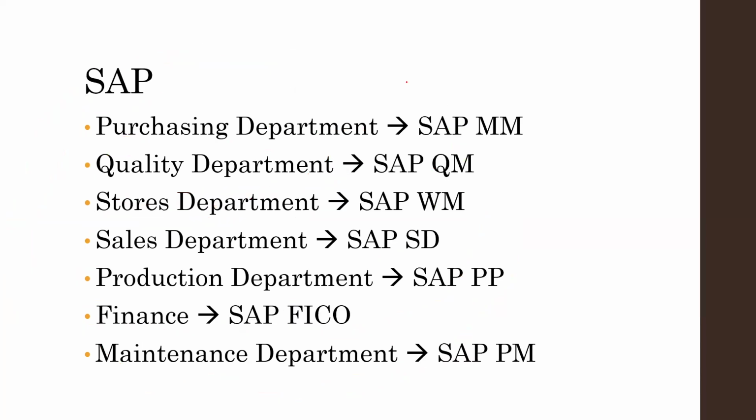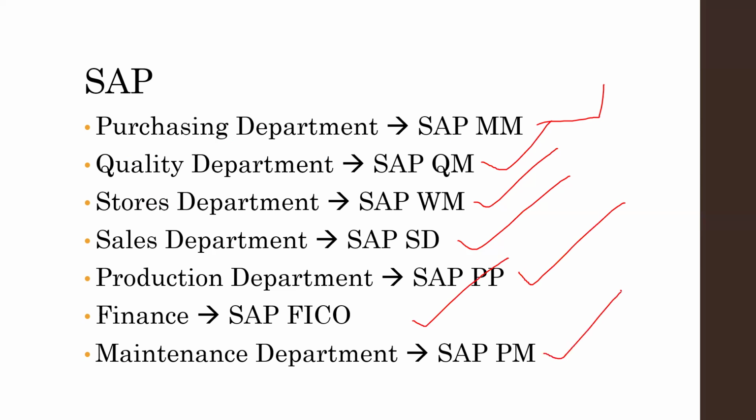Next, the purchasing department is material management. The quality department is QM, quality management, in the SAP modules. Purchasing department is SAP Material Management. Quality department is SAP QM. Stores department is SAP Warehouse Management. Sales department is SAP Sales and Distribution. Production department is SAP Production Planning. Finance department is SAP Finance and Controlling. Maintenance department is SAP Plant Maintenance.